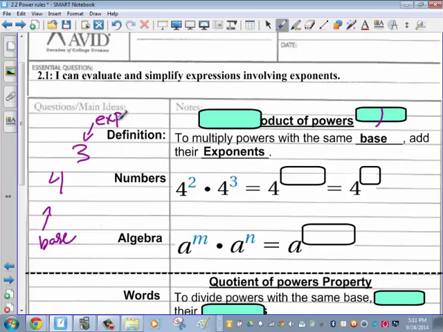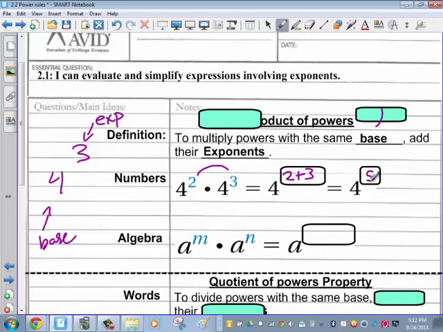So to multiply powers with the same base, you just have to add their exponents. Because these bases are being multiplied, you just take this 2 and this 3 and add them together. So you get 2 plus 3, and then that gets us 5. 4 to the 5th power.